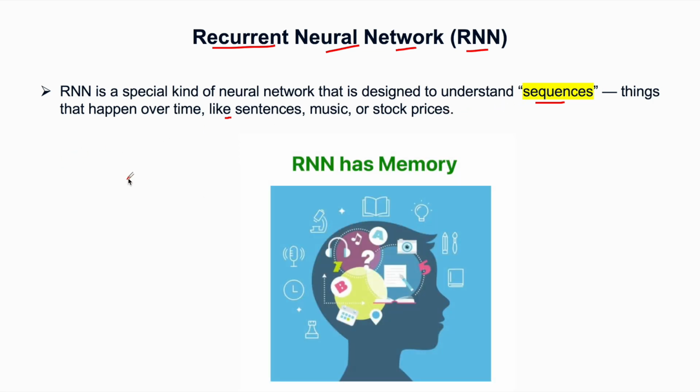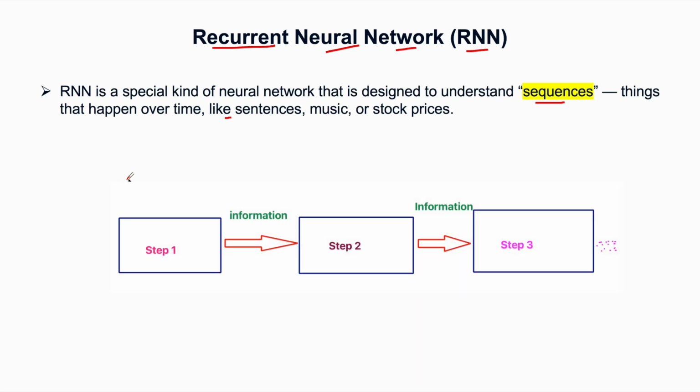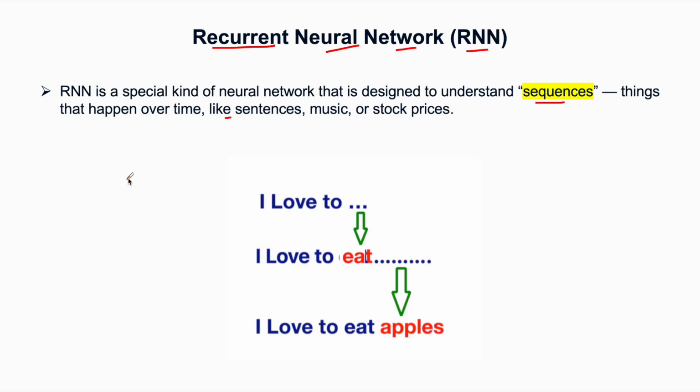RNN has a memory. It remembers what has happened before so that it can make a better decision now. It works by passing information from one step of the sequence to the next step, allowing it to understand and predict the pattern in things like a text, speech, or time based data. In simple terms, RNN is an AI that reads or processes the things in order, like words in a sentence, and remembers what came before to make a sense of what may come next.